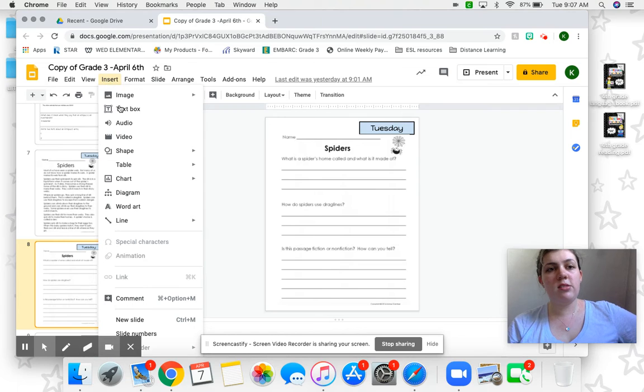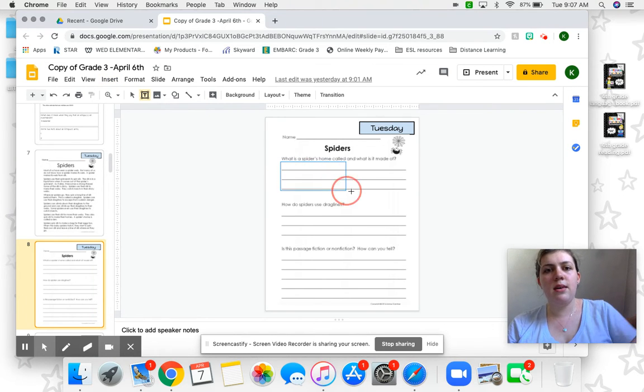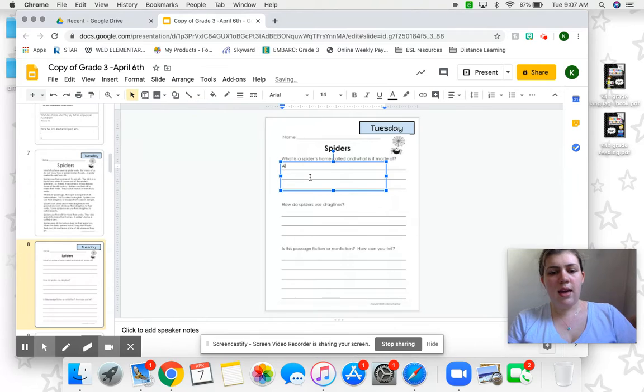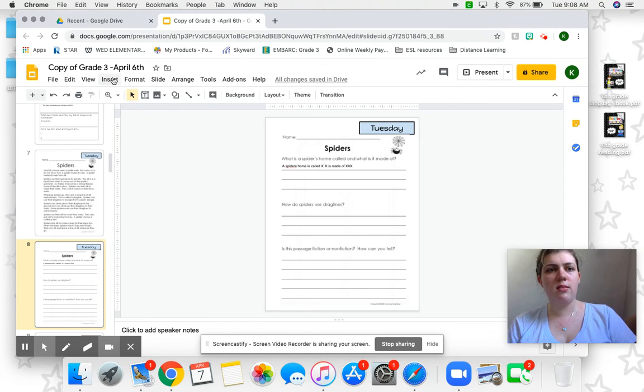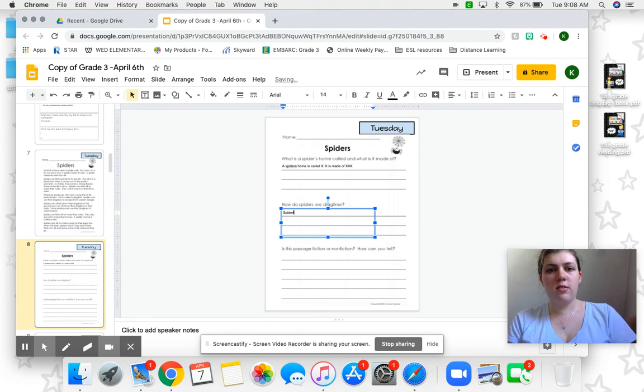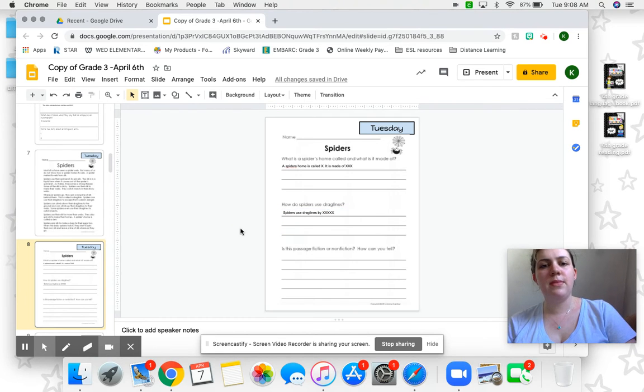So you are going to write, if you have the printed packet, a spider's home is called, and then you're going to tell me it is made of. And then you're going to tell me, how do spiders use drag lines? So I'm going to insert my text box. I'm going to say spiders use drag lines by, and then tell me why, because remember we're using our RACES, restating, answering the question.